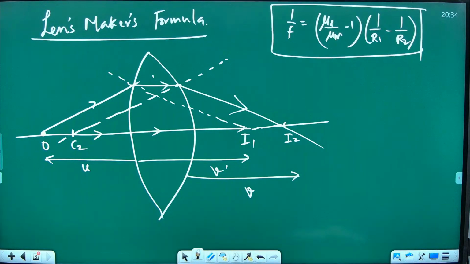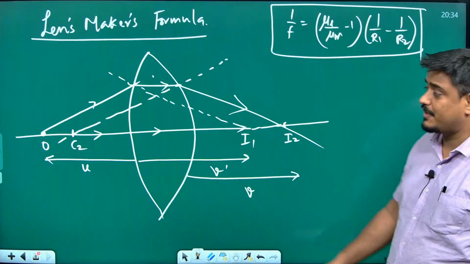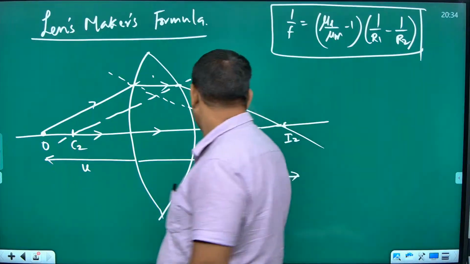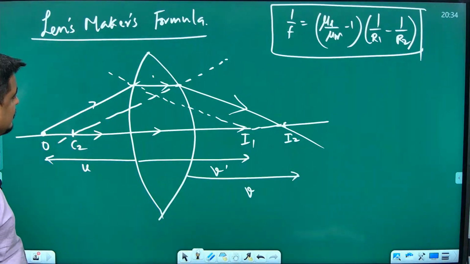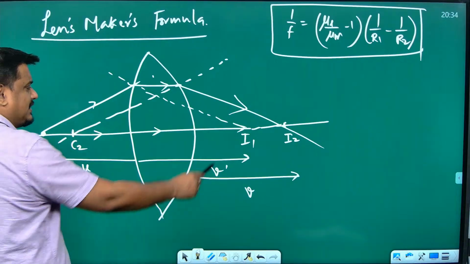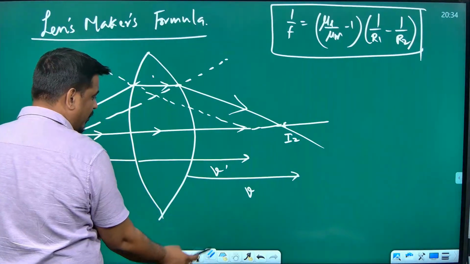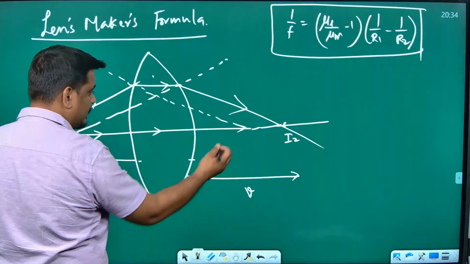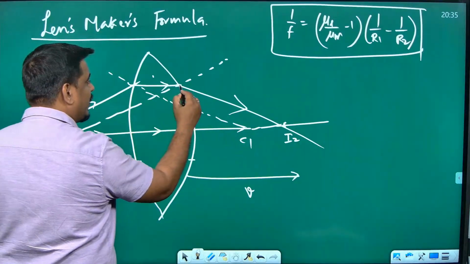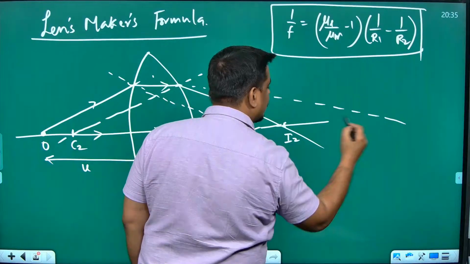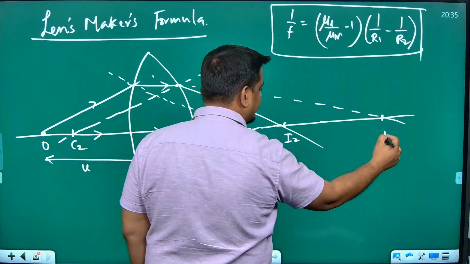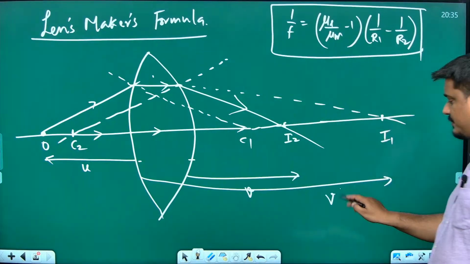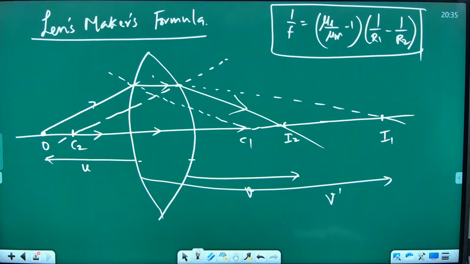Are you understanding what is happening? I will repeat this. When the object was kept here, one thing. No, I have made a mistake here. This is not I1 now. This is the normal only. Sorry. This is the normal, it is C1. This would have been, yes, this will be I1. So this will be V dash. Yes.